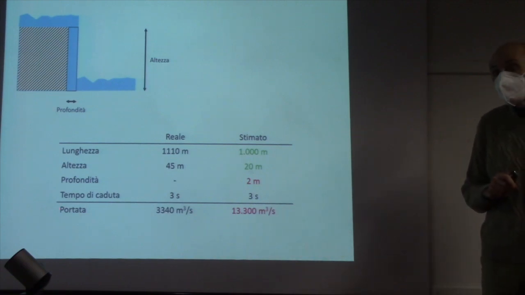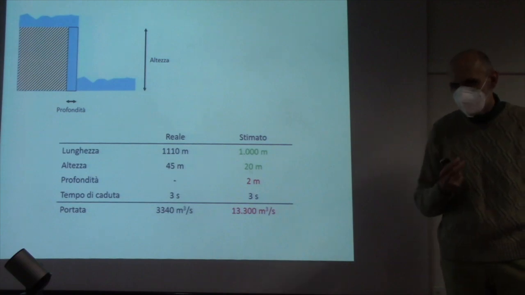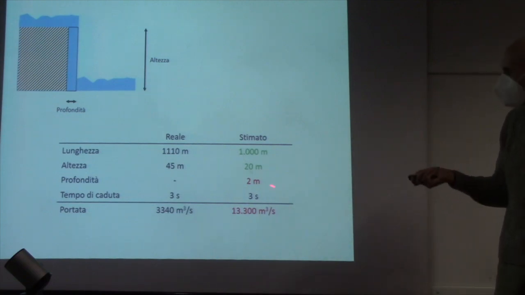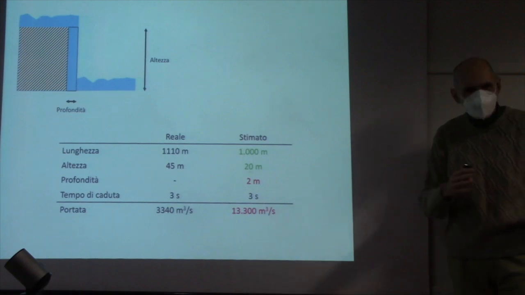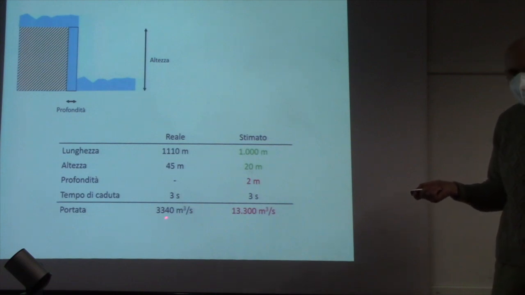Perché irregolare, perché la profondità della cascata è un concetto piuttosto vago, lo puoi usare come stima ma non è che la puoi misurare realmente. Il tempo di caduta è effettivamente 3 secondi. Allora qui c'erano due stime in difetto e una in eccesso. Vedete la tendenza a compensarsi dell'errore, e vedete il risultato che dava il cartello: 3340 metri cubi al secondo.